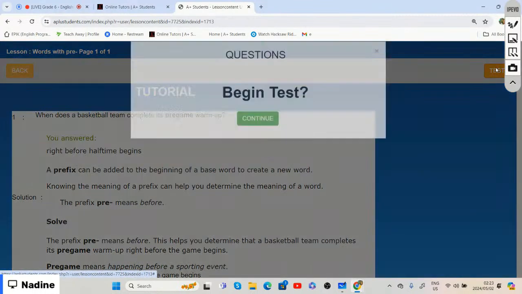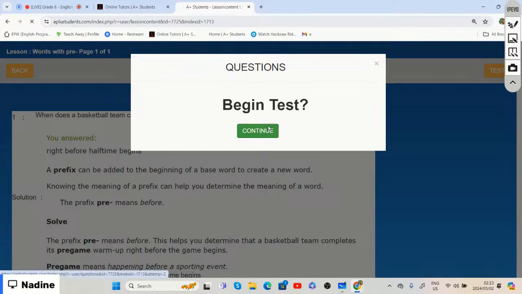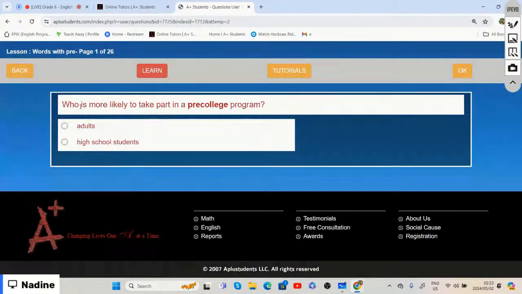All right, so let's go to the test. Who is more likely to take part in a pre-college program, like before college? Is it adults or is it high school students? So, a pre-college program, is it adults or high school students?